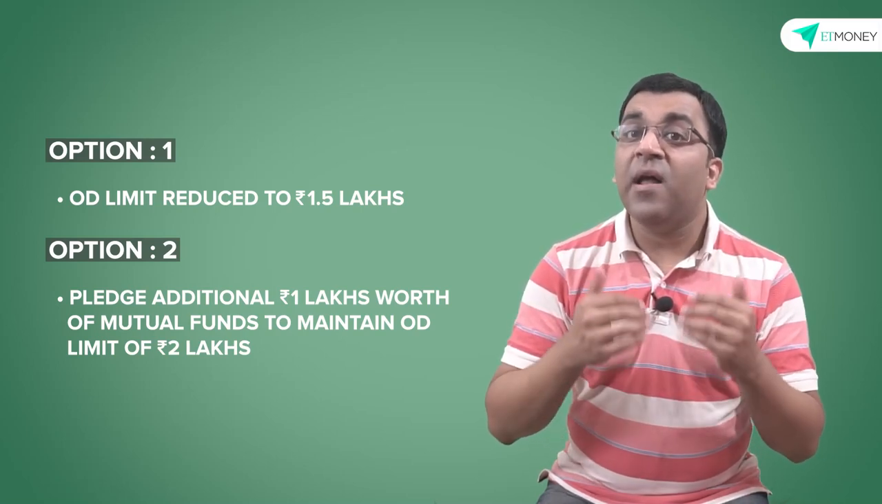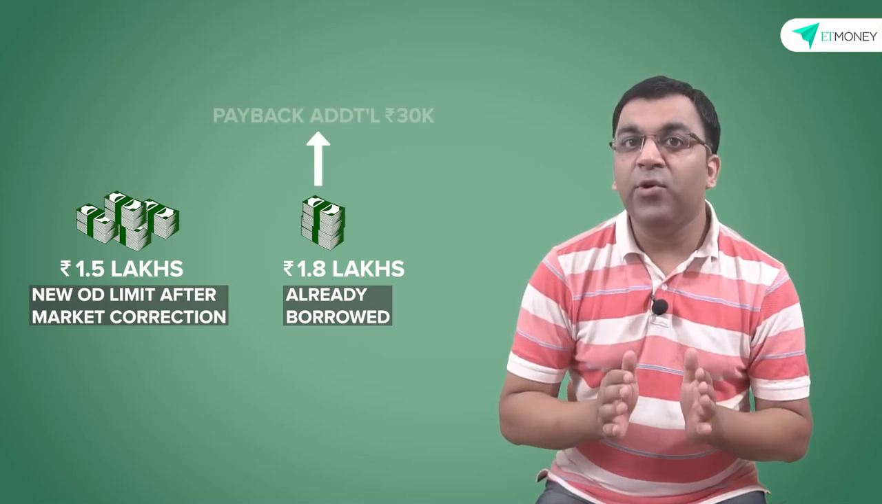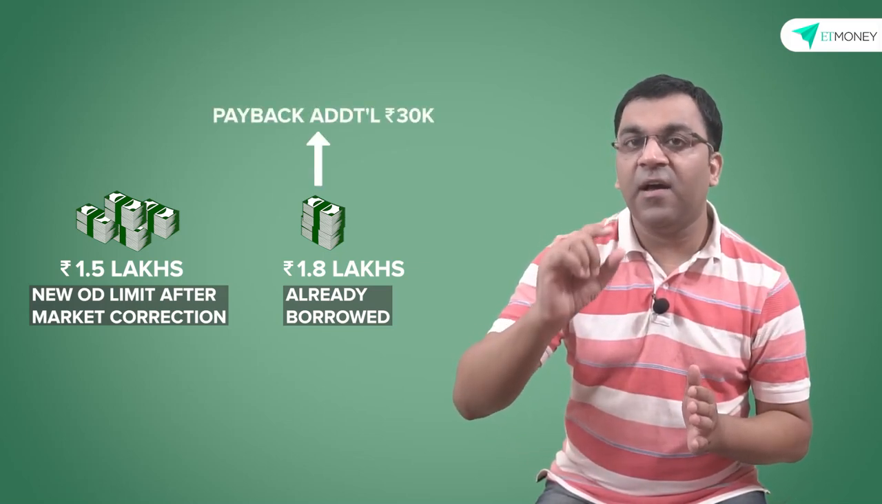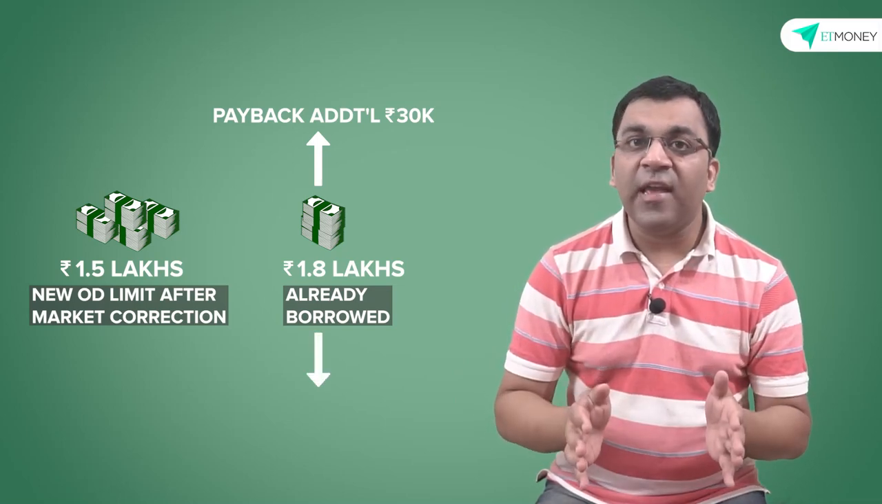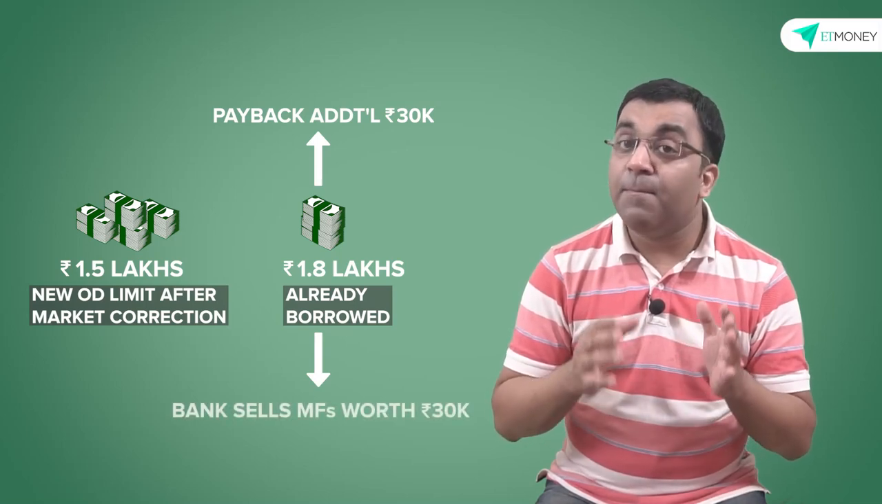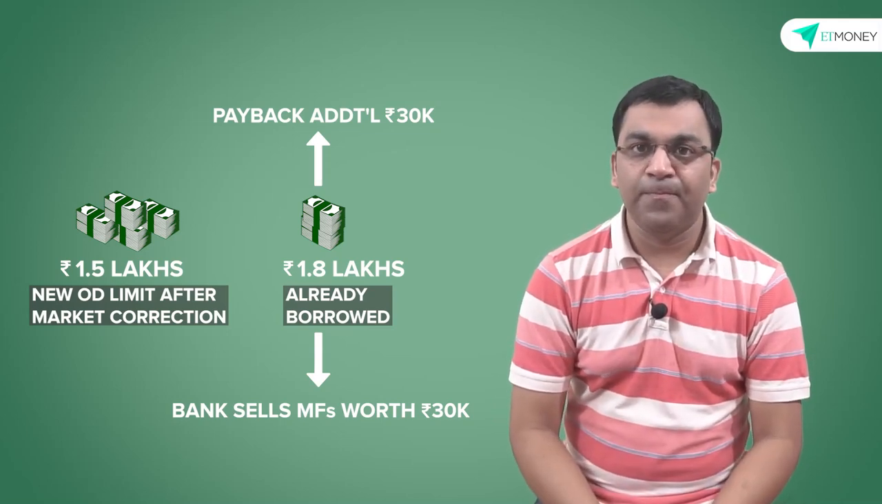This then leads to another related question, which is what happens if this person had already borrowed 1.8 lakhs? In this case, the bank would ask the loanee to pay that margin gap of 30,000 rupees within a specific period of time. And in case the loanee is not able to come up with this difference money, then the bank will proceed with selling some of the mutual fund units to restore the balance. This exercise of checking if the fund value supports the OD limit is done by most banks on a periodic basis, and most of them do it once a week.